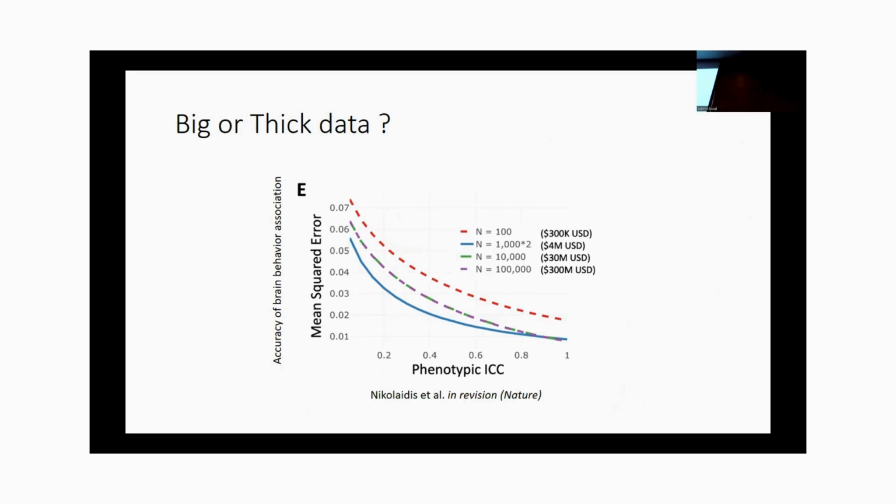The idea was that from a funder perspective, if you're investing money in a large-scale study, do you need 100 individuals? Do you need 100,000 individuals? Or do you need 1,000 individuals with 2 clinical assessments? What this figure is nicely showing is that if you have 2 clinical assessments, or if you are increasing the quality of the clinical assessments, then it might be more impactful than just scanning more and more subjects.